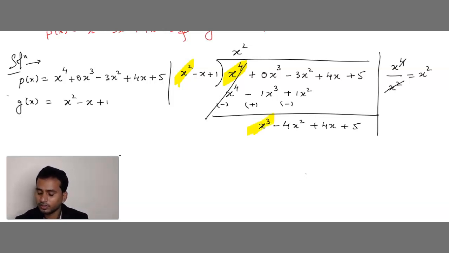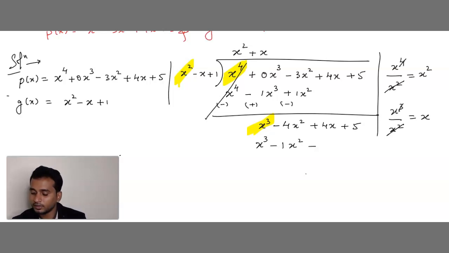Now, what is the first term here? X cube. What is outside first term? X square. 2 times get cancelled. So 1 time is left over. That is plus x. Now multiply. Plus into plus plus, x square into x, that is x cube. Minus into plus, minus x into x, that is x square. That's nothing but 1x square. Plus into plus is plus. 1 into x is 1x.